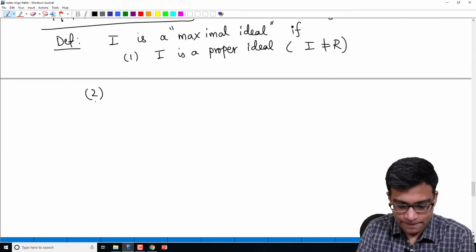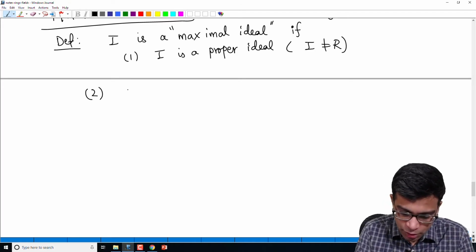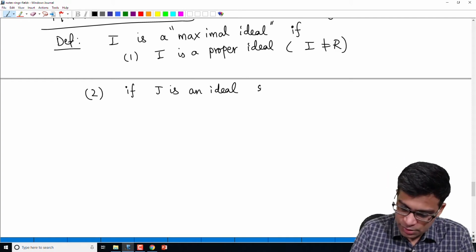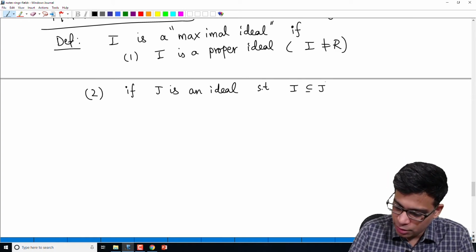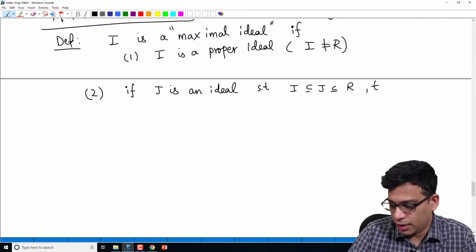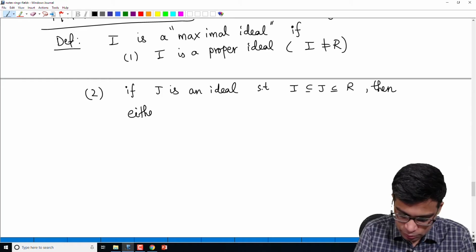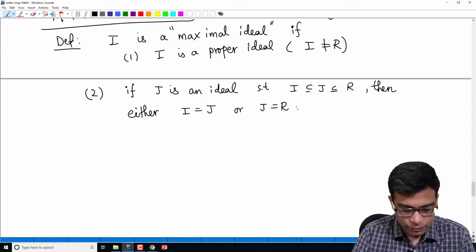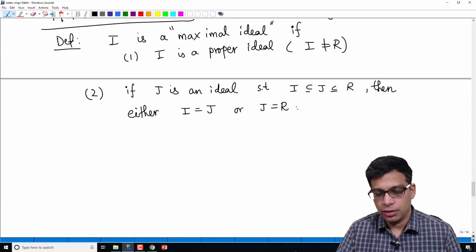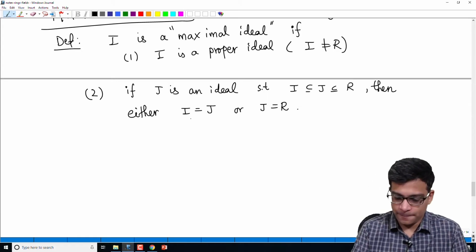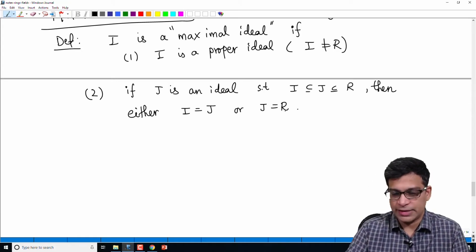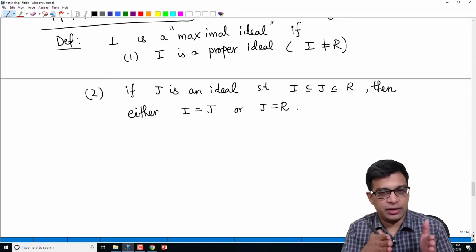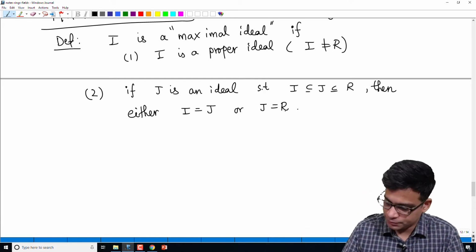The second condition is, if J is any ideal such that I is contained in J, which is contained in R of course, then either I is J or J is R. So the only ideals that contain I are the ideal itself and the ring itself. Otherwise it's not maximal. So there is nothing properly between I and R. So that's a maximal ideal.